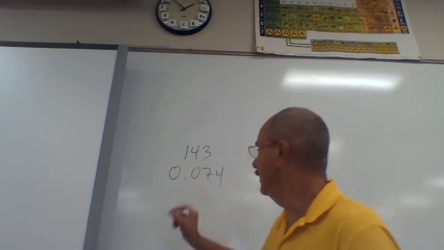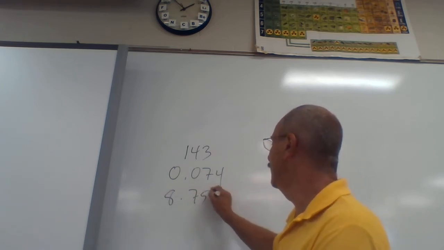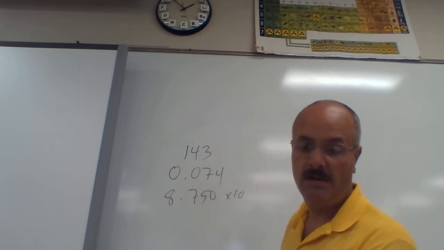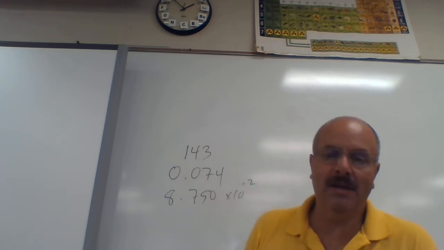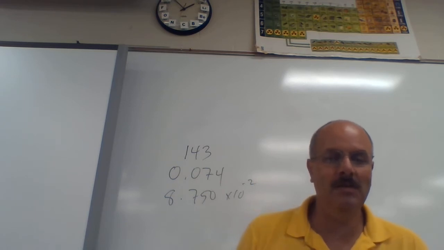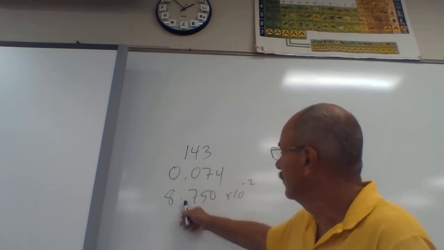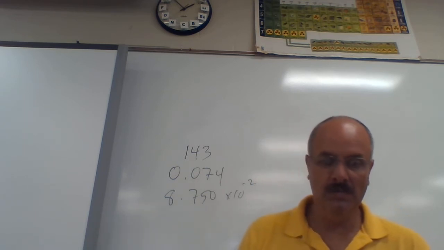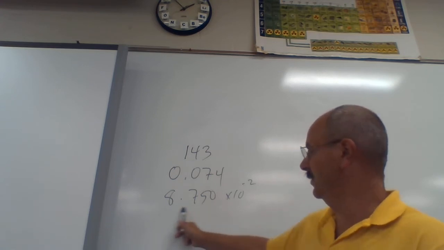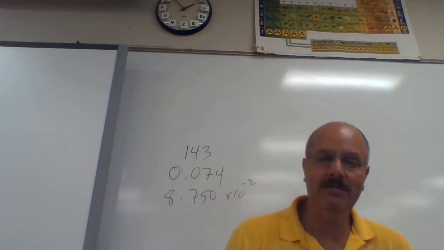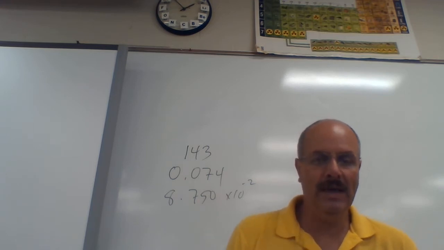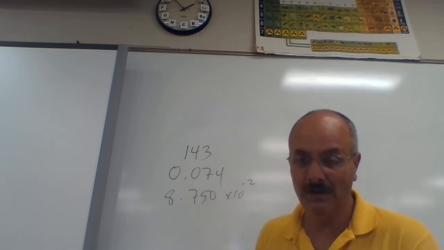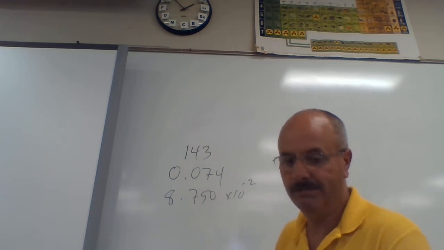Letter C, we have 8.750 times 10 to the negative second. Now this piece over here, that times 10 to the negative second, remember that's not part of the measurement. That just tells me where the decimal is supposed to be. So all we're looking at is this part right here. Well, the 8, the 7, and the 5, those are significant. The 0 is at the end of the number and to the right of the decimal, so it is also significant. So this guy has 4.